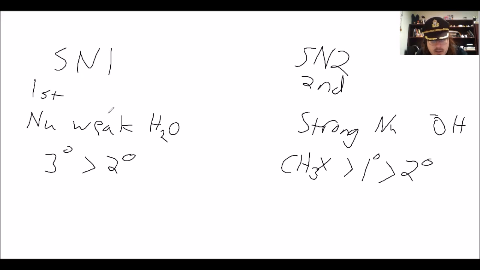Secondary has a slightly stable carbocation, but is also not so sterically hindered that SN2 is impossible. So that can be either or, depending. Now, the solvent can also help this.